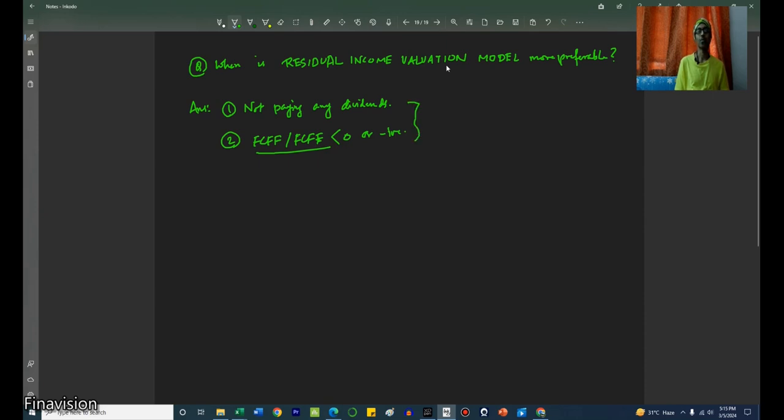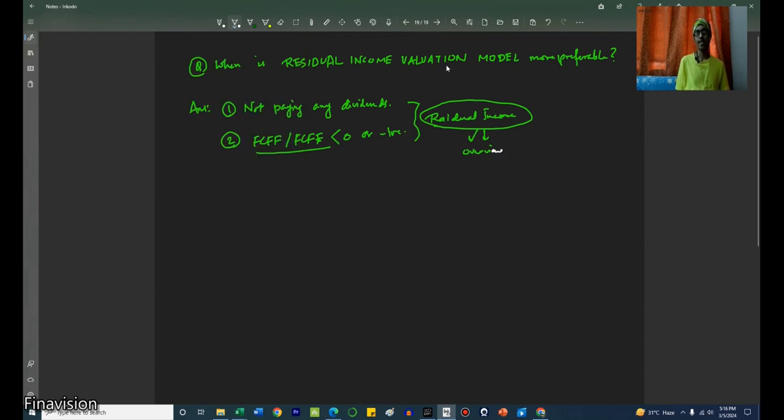In this kind of scenario, we can use something called a residual income model. This is basically a separate chapter, but here, because we are discussing these things on a comparative basis, we'll take an overview of it. What is residual income? Let's understand that.